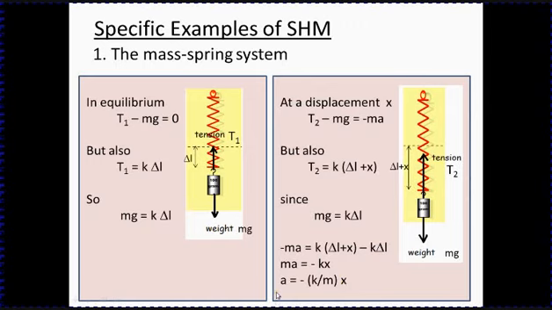This is enough to prove it's simple harmonic motion because I've just proved that the acceleration is proportional to the displacement, but in the opposite direction with this minus sign. We've also shown the two things that affect what this acceleration will be. One is the spring constant, and one is the mass that's on the end of the spring. So two possible variables we could investigate here: the spring constant and the mass on the spring.